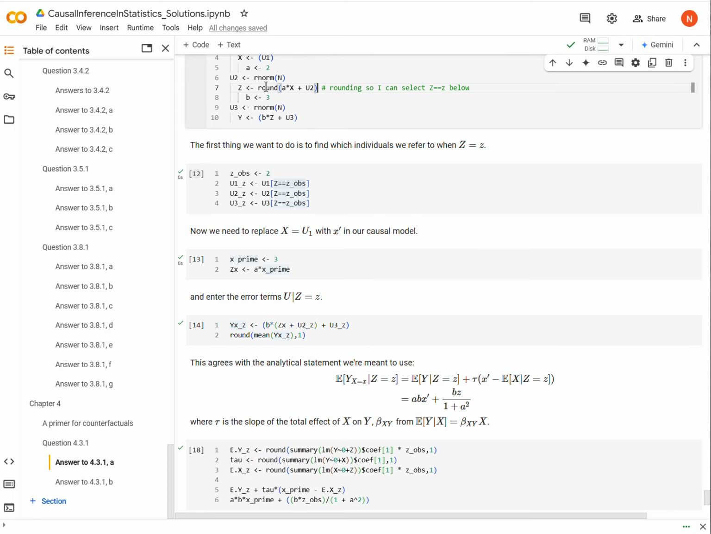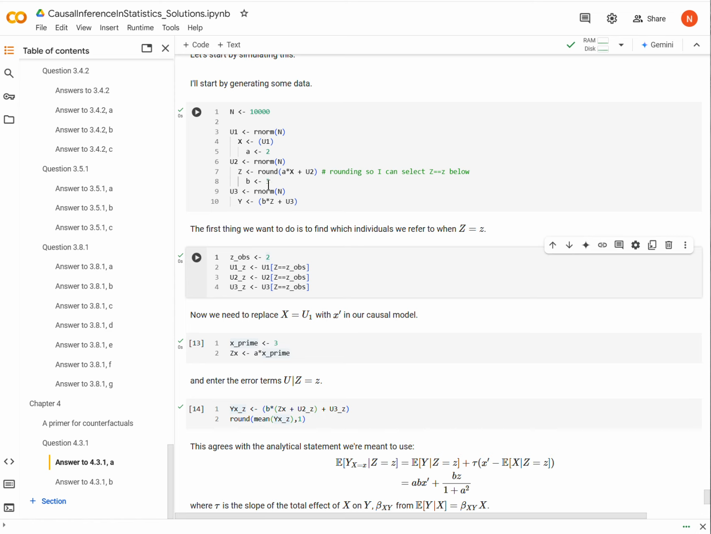The first thing that we're supposed to do, according to the book, is to find cases when big Z equals little z. So I'm going to set little z arbitrarily. I'm going to pick a value for little z, I'm calling it z observed, and setting it equal to 2. Then to find those individuals for whom Z equals 2, I'm finding the error terms of the individuals for whom their Z value equaled little z. So I run that.